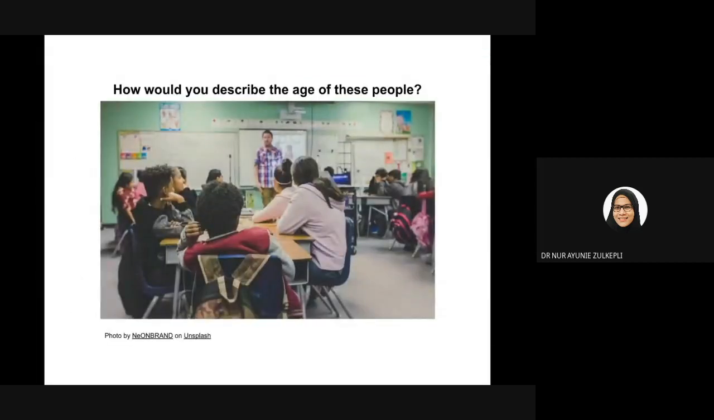Okay. So looking at those people, how will you describe the age of these people? Different levels of age, different nationality, different colors, different genders. So how will you describe the age of the people? You need some criteria, right?